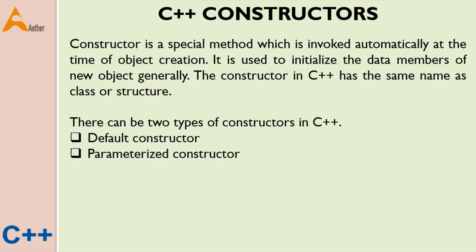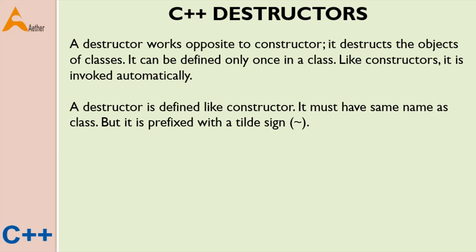Let's discuss destructors in C++. A destructor works opposite to a constructor, it destructs the objects of classes. It can be defined only once in a class. Like constructors, it is invoked automatically. A destructor is defined like a constructor. It must have the same name as the class, but it is prefixed with a tilde sign.